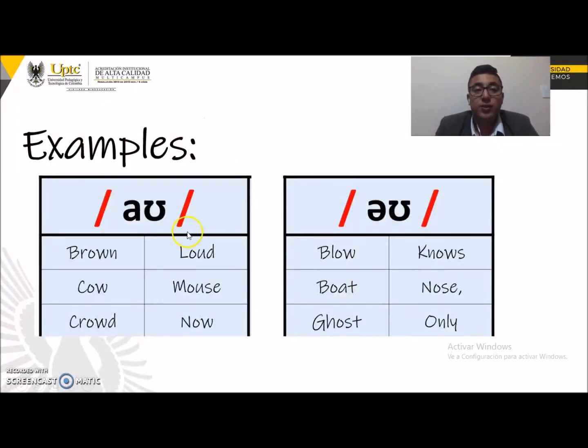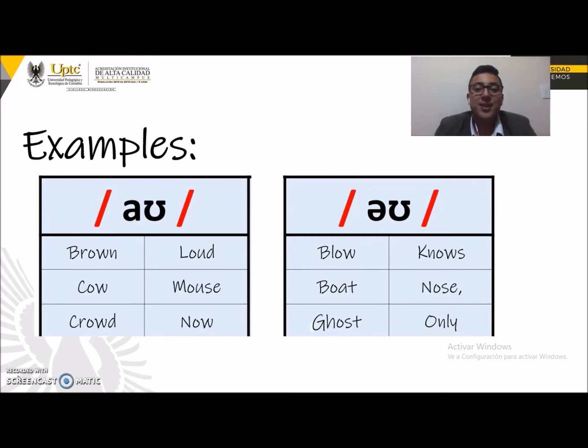So I'm going to start with the first category, which is script A and upsilon. So we have brown, cow, crowd, loud, mouse, and now. Let's continue with the second category, which is schwa and upsilon. Here I want you to pay attention to the sound, as schwa is not as easy as the rest of the vowel sounds. So we have blow, boat, ghost, nose, only.